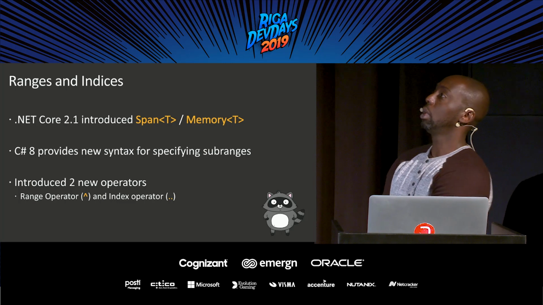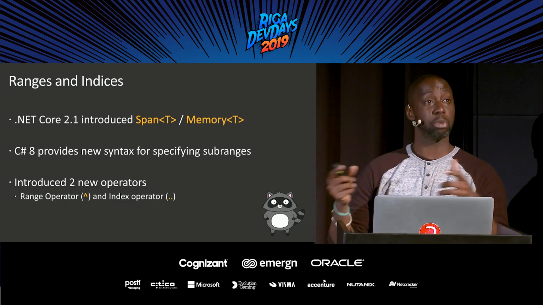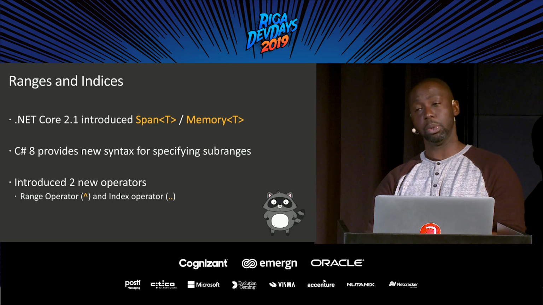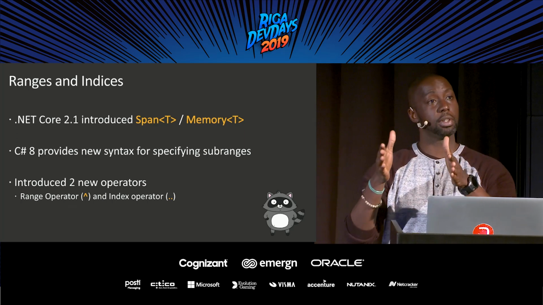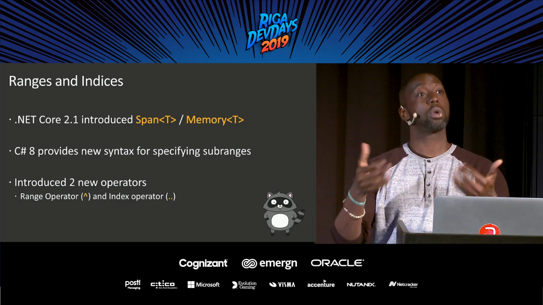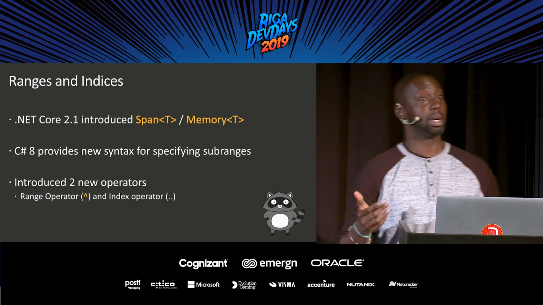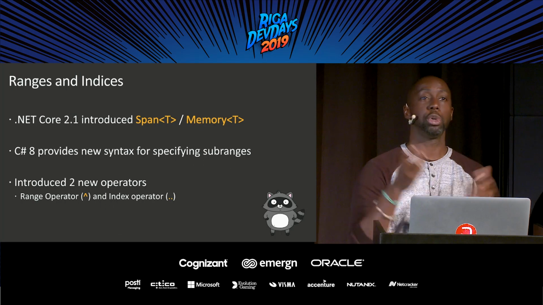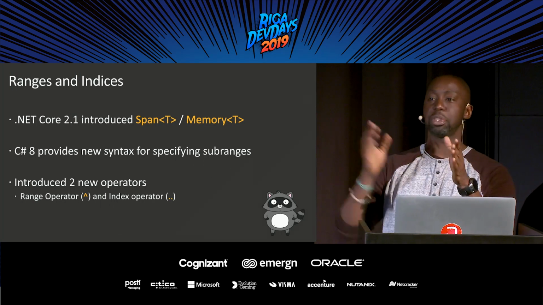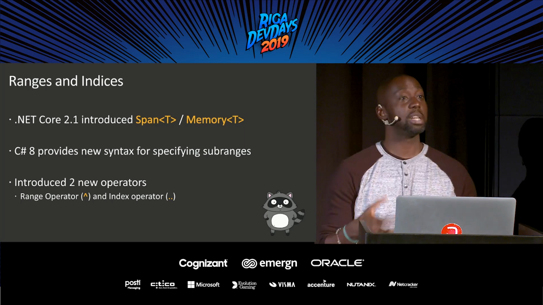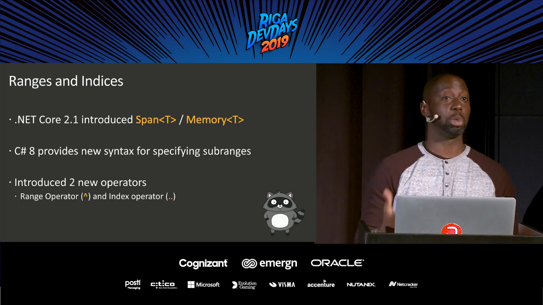In 2.1, we have Span<T> and Memory<T>. If you're not familiar with those, they're some really interesting types that allow us to get a subsection of a collection, but without copying, which is important, right? If we were doing strings, we could get a substring, or I could always say, hey, give me from this position to that position. But we'd always end up copying. We always end up using additional memory.